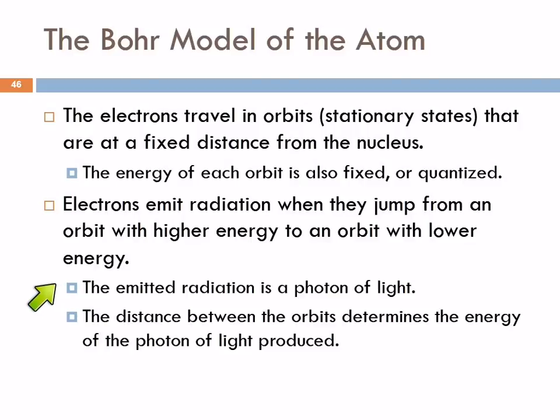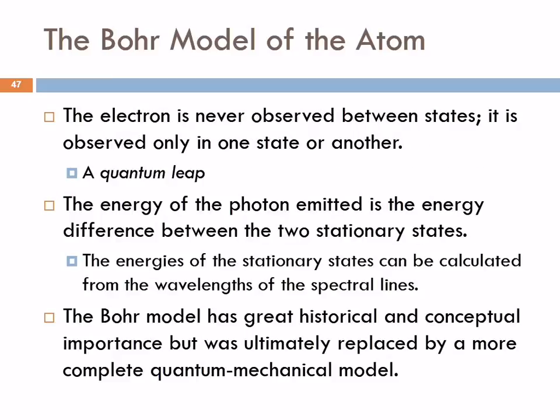The emitted radiation is a photon of light. That photon has a frequency, and we can look at it and determine its frequency. The distance between the orbits determines the energy of the photon. If the distance is larger, the energy of the photon is greater. If the distance is smaller, the energy of the photon is smaller. The electron cannot be between states. It can be in one orbit or another, and it's never in between.